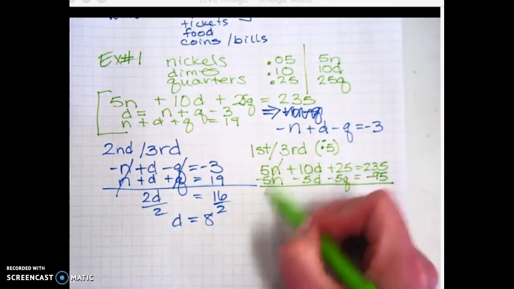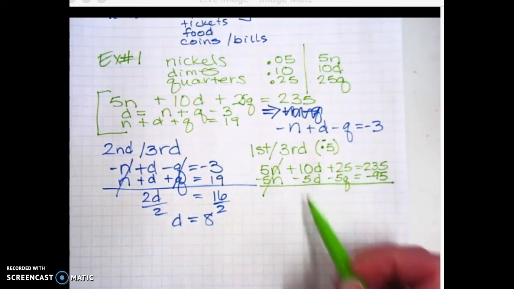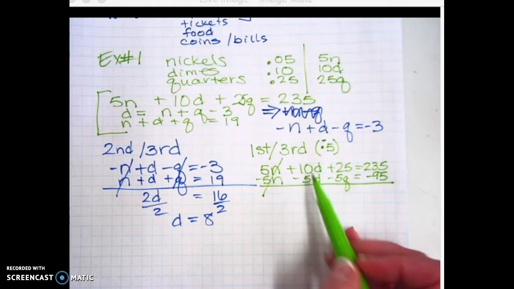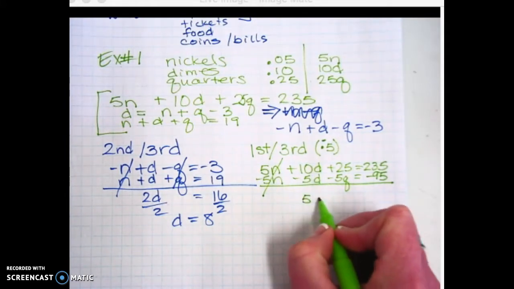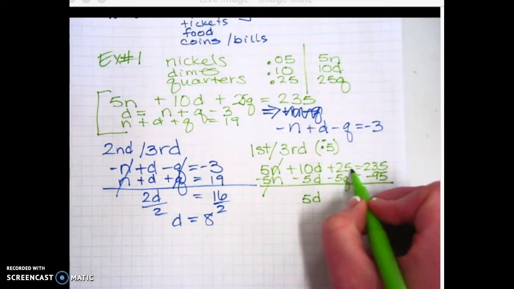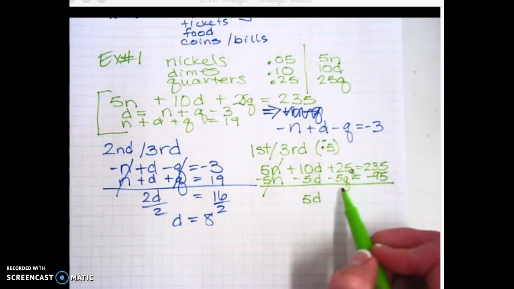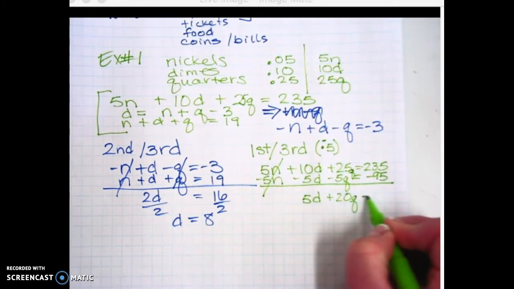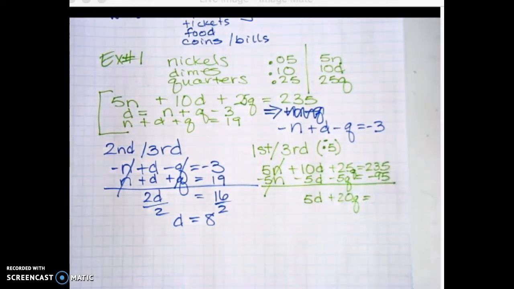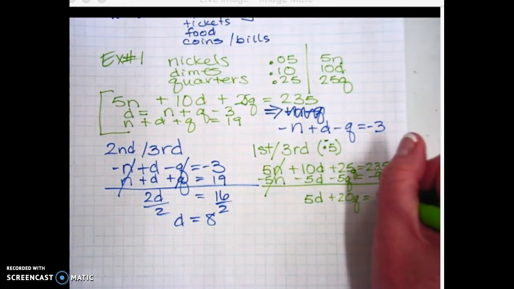So these n's are going to eliminate, and then we combine everything that's left. So 10d minus 5d is 5d. 25, oh, there should be a q right there. 25q minus 5q is 20q. And 235 minus 95 is 140.